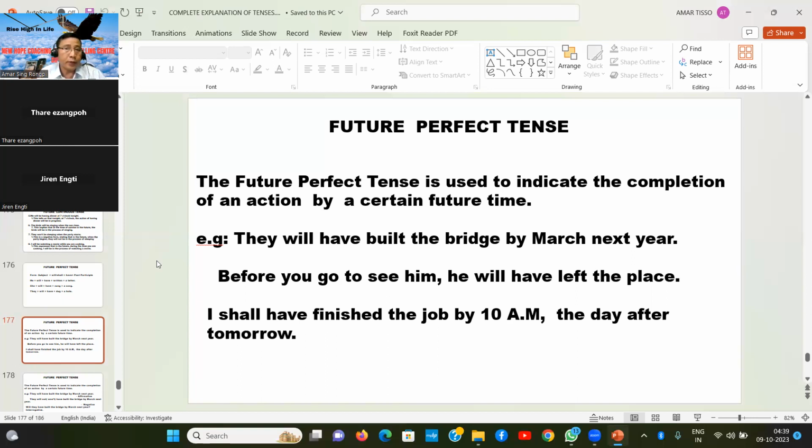They will have built the bridge by March next year. The work is not completed, the work has not even started, but in the future, if there's a plan, and if there's a decision, people have decided to complete one bridge by March next year. It should not cross March, but within March. If the work is decided to be completed in the future, then you can use this sentence: They will have built the bridge by March next year.